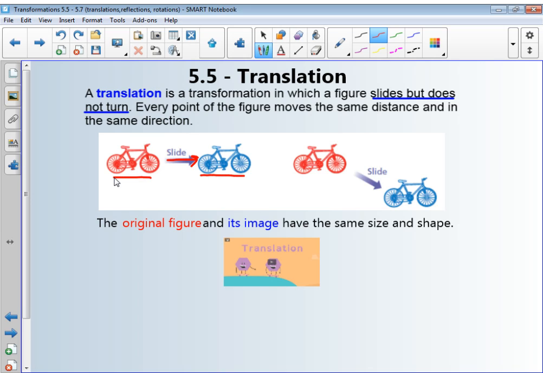Here's another translation of the bike moving. Maybe it was parked in one location and we moved it over to another part of our driveway. That is a type of translation. The bike does not change, just the location of the bike changes. It also does not rotate in any manner. We're just moving it to a new location. So notice that the front of the bike still stays the front of the bike. It does not rotate in any manner, okay? An original figure and its image have the exact same size and shape when you are working with the translation.